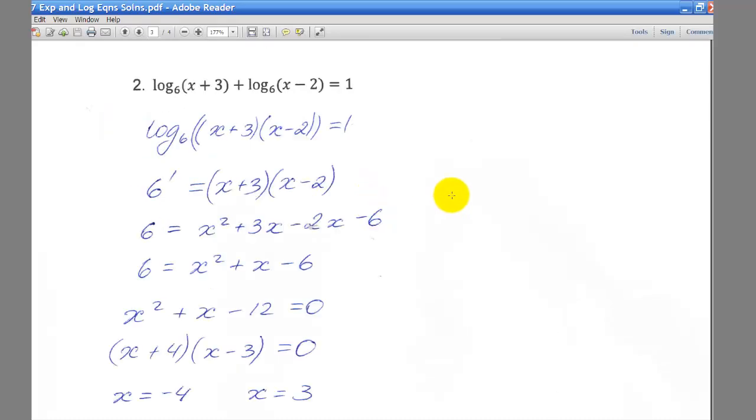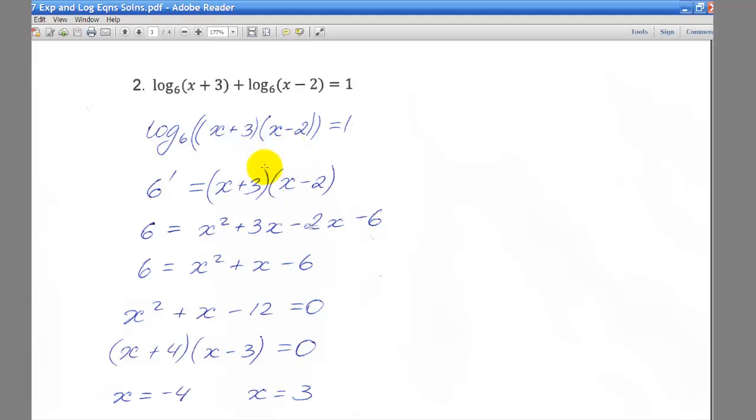Let's look at example number 2. Here you notice that we have a product law. The sum of two logs can be a single log of a product of two answers. And again, we're going to apply the properties of logs where 6 is the base, x plus 3 times x minus 2 is the answer, and 1 is the exponent. So first I'm applying the product rule, and I'm going to have log 6 of x plus 3 times x minus 2 equals 1.